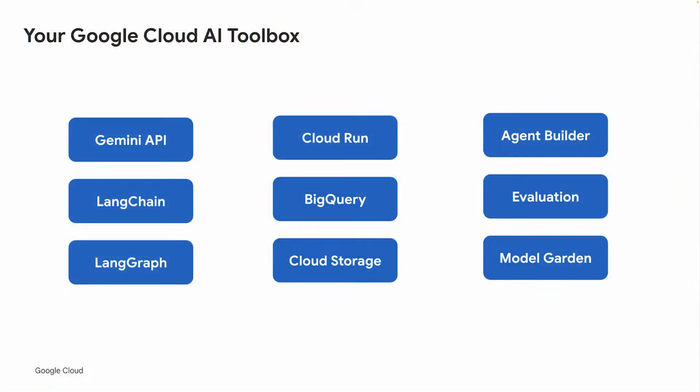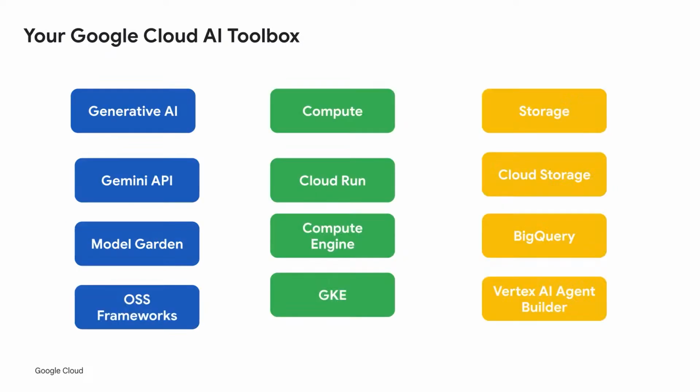You have a Google Cloud AI toolbox, and you keep hearing things on social media and GitHub about the Gemini API and BigQuery and LangChain and evaluation and Model Garden, and it's a little bit maddening, and it makes you feel like you need to throw away your entire stack and start fresh and learn all of this new stuff and start building a new paradigm. But that's not the case at all.